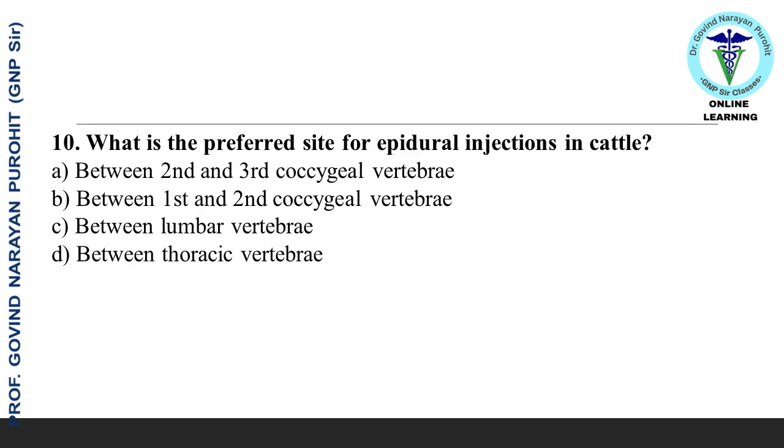10. What is the preferred site for epidural injections in cattle? A. Between second and third coccygeal vertebrae. B. Between first and second coccygeal vertebrae. C. Between lumbar vertebrae. D. Between thoracic vertebrae. Correct answer option is B. Explanation. The first and second coccygeal vertebrae are the standard sites for epidural injections in cattle and horses.